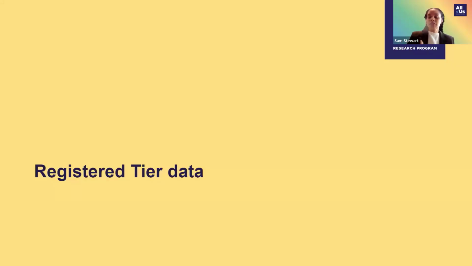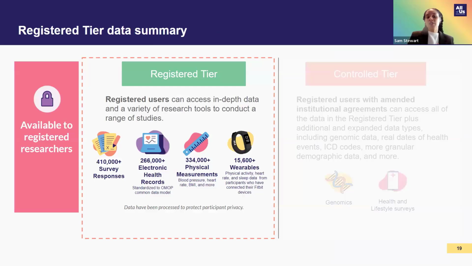Now we're going to look at the different data types available if you are using the registered tier dataset. Within the registered tier dataset, we offer electronic health record data, survey data, physical measurements, and wearable device data. We'll briefly look at each in turn.